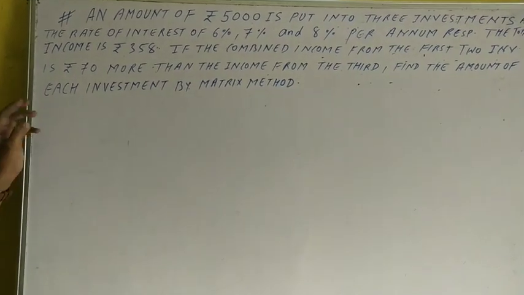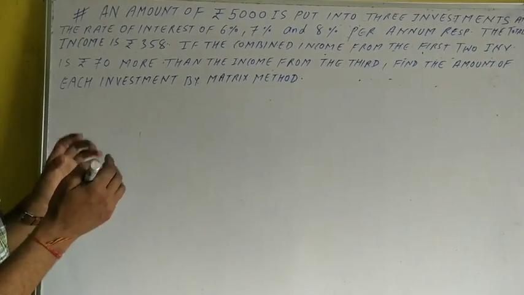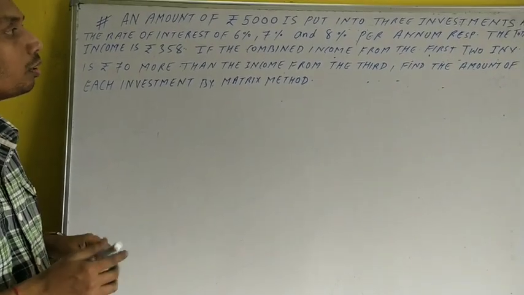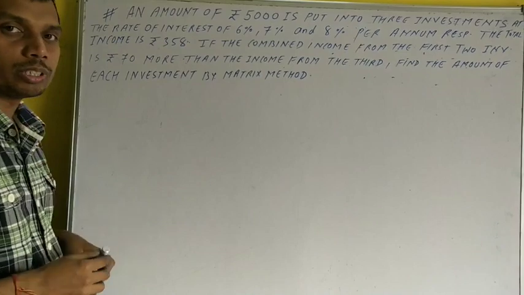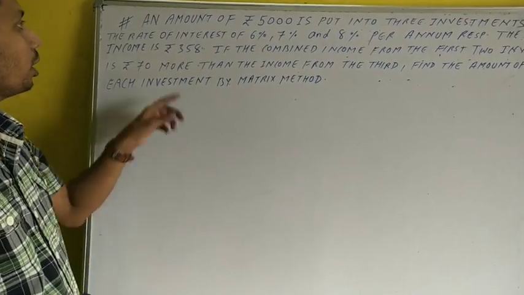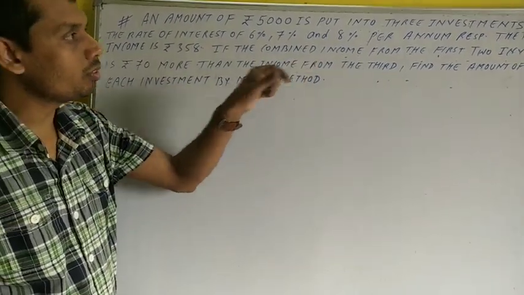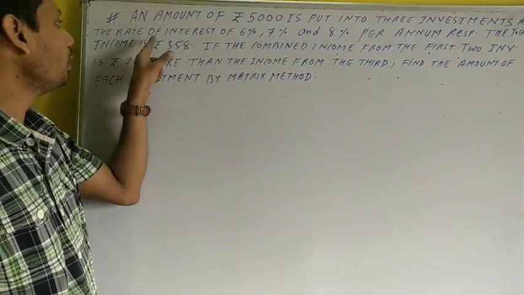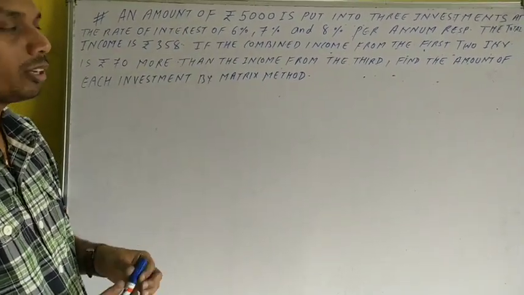Okay, an amount of rupees 5,000. Here an application is given, a word problem. What we'll do is frame the equation and solve that equation using the matrix method. So an amount of rupees 5,000 is put into 3 investments at the rate of interest of 6%, 7%, and 8% per annum respectively.